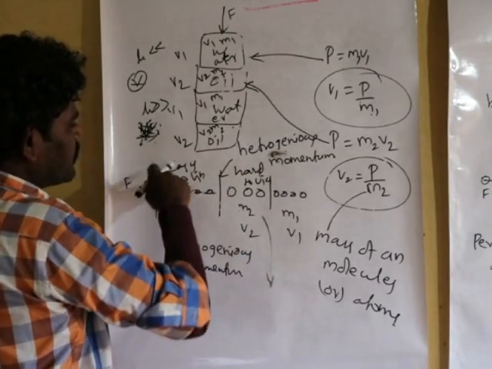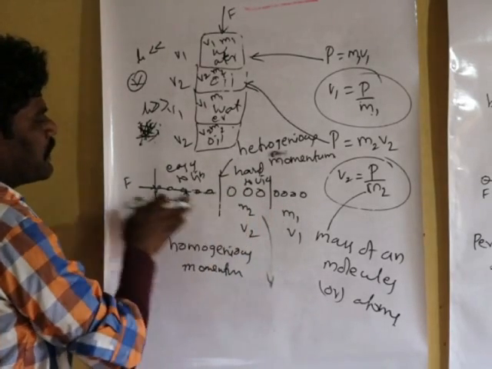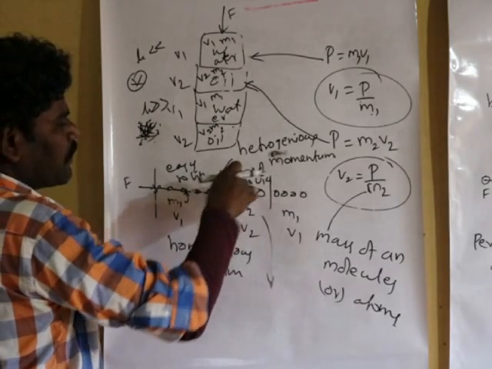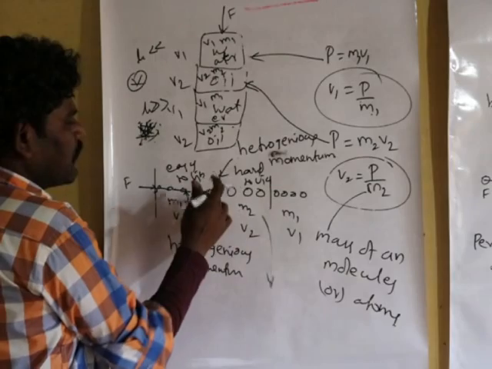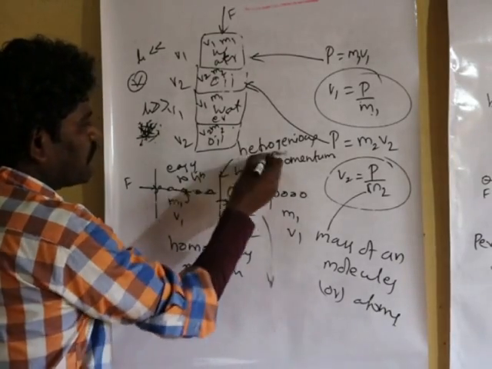So because it is easy to vibrate, the signal is propagated in the same aspects. If it is hard to vibrate, this will be propagated with this velocity. So the velocity is like this. When it goes from this system to this system, we call it heterogeneous.